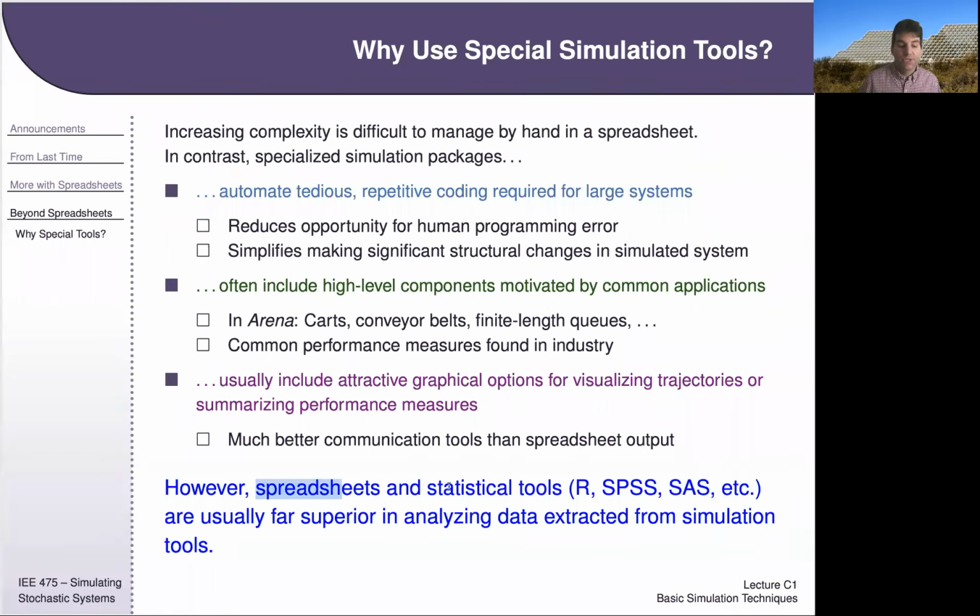Now, you'll still use spreadsheets to analyze the data coming out of these things, because it turns out that although Arena has some statistical tools built into it to allow you to do a quick t-test or a quick ANOVA, they're not great. And so you still need to use R and SPSS and SAS and Excel to do the statistical analysis. That's really where it's strongest.